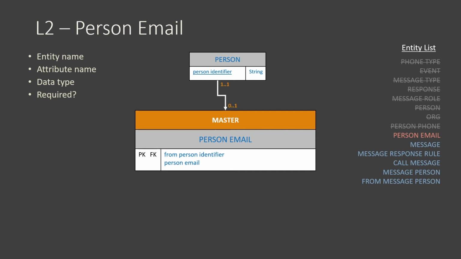For the foreign key attribute person identifier, the string data type is inherited and marked as required since it is the primary key. The domain email was defined as a string in the classword glossary and is also marked as required since a person email instance isn't valid without an actual email value.